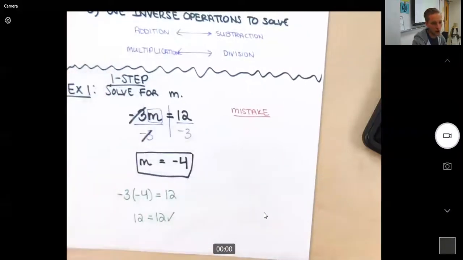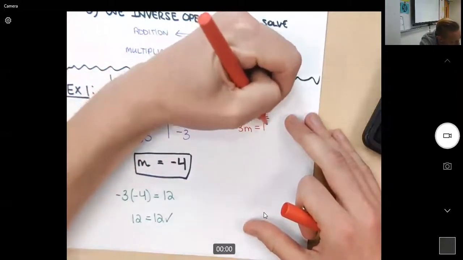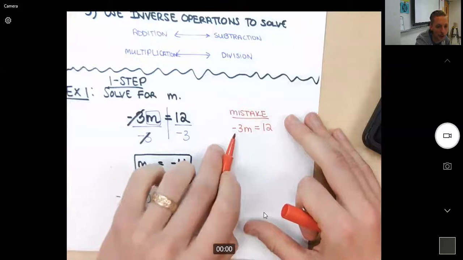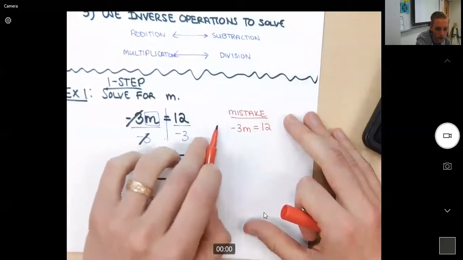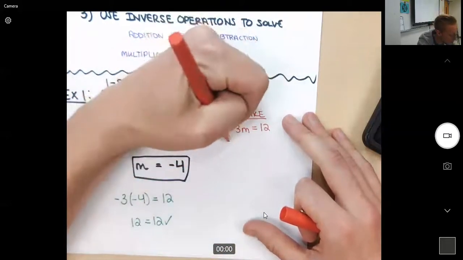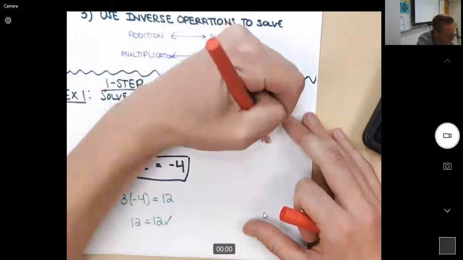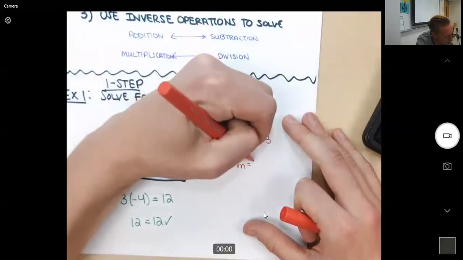Okay, let's talk about a common mistake people make with this problem. They see this -3m equals 12, and they go, oh, this negative, we're subtracting. But there's nothing over here, right? You're not subtracting from anything. So the mistake people make is they go +3. And so then they add 3 and they think they get m is equal to 15.